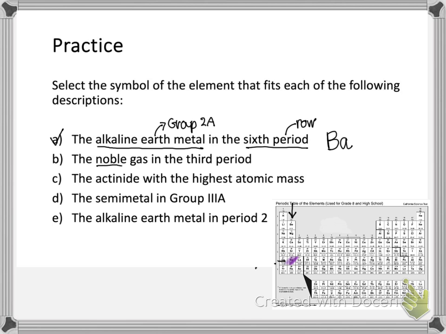All right, so letter B, we got that one. The noble gas, so noble gas is in group 8A. That's these right here. So those are the noble gases. In the 3rd period, so here's the 3rd period. That period again means row. And so if we go across the 3rd period to the noble gases, we get to argon, which is right there.